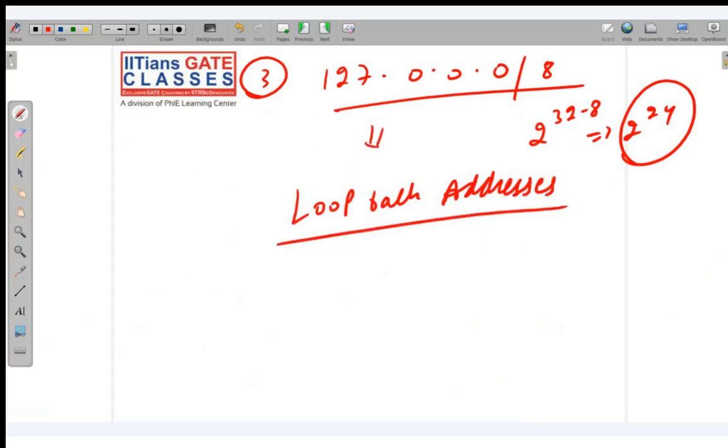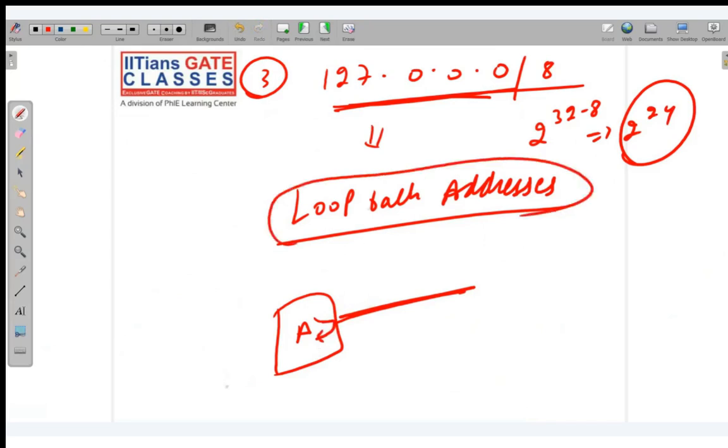Loop back address means whenever the destination IP address is this, then the packet will never leave the machine. This is your computer, and if the destination IP address is this, then your packet will never leave your machine. That means this is the wire, and it will never come to this wire. It will loop back to your own computer. It will never cross your machine. It will come back to your machine. That's why we are calling it a loop back address.